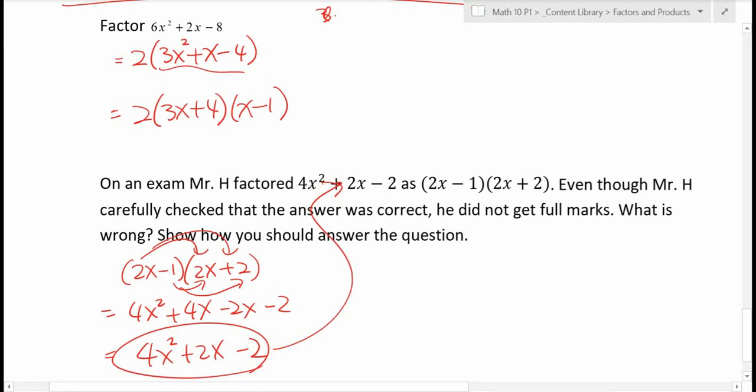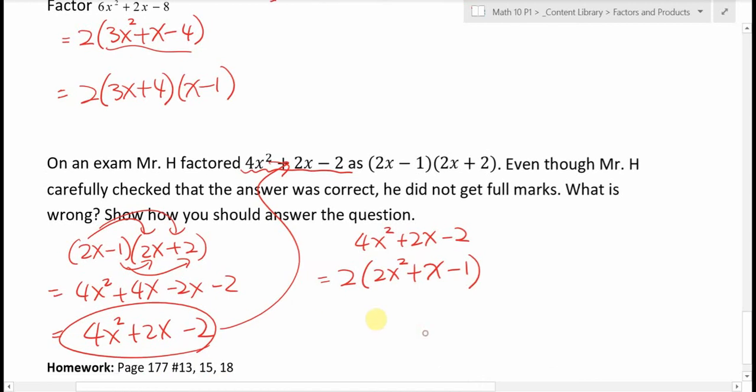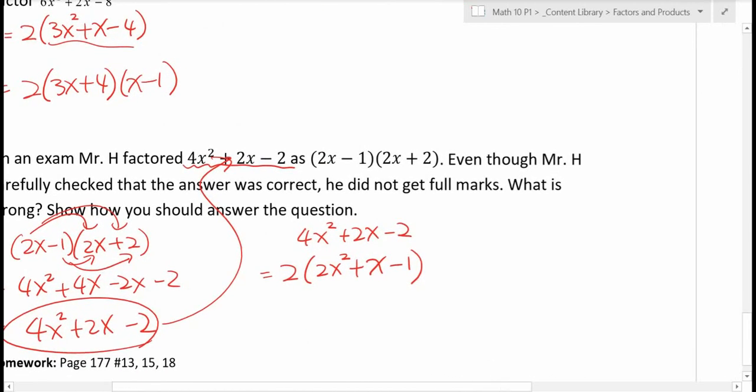What is wrong? Okay, so what is wrong? Well, you can see this is 4x squared plus 2x minus 2. So right away, you can see there is a common factor of positive 2. And that's what he did not do. Okay, and that's why he got marks deducted. So let's see what it should be as our answer. Let's actually finish it because extra practice doesn't hurt.